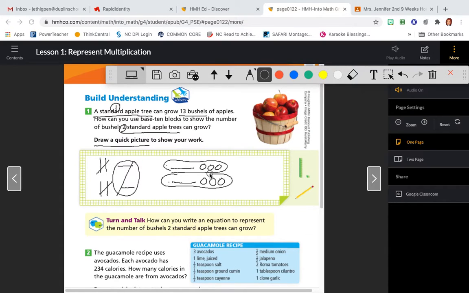All right, let's look down at number 2. Well, before we look at number 2, what would be our equation? Let's not forget to put our equation in. We know that there are 2 apple trees, and each apple tree grows 13 bushels. And then what would our answer be? Our answer would be 26. Okay, let's always remember to put our equation in there.